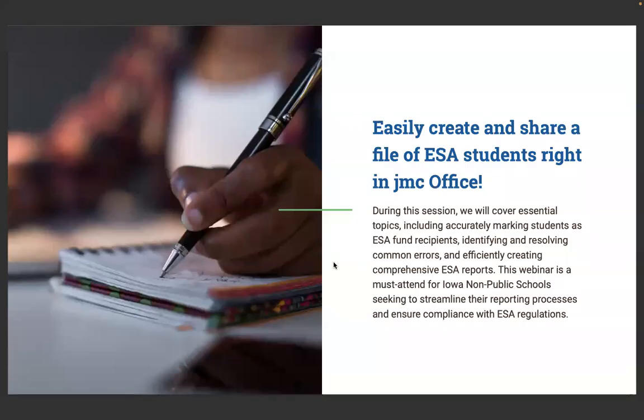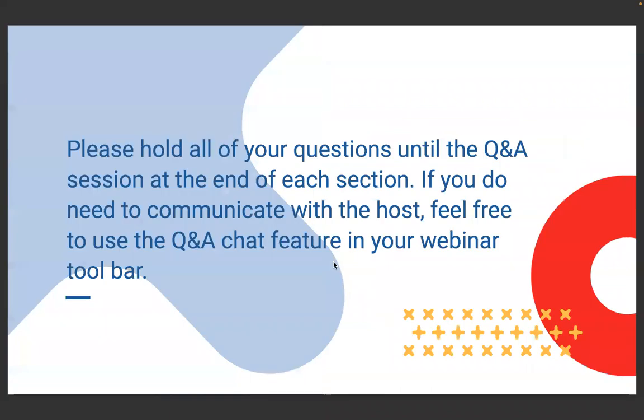During this session, we will cover essential topics, including accurately marking students as ESA fund recipients, identifying and resolving common errors, and efficiently creating comprehensive ESA reports. This webinar is a must-attend for Iowa non-public schools that are seeking to streamline their reporting process and ensure compliance with ESA regulations. Like I mentioned before, we're going to take a high-level look at many of the elements that go into what the state is asking for, and then we'll show you specifically how to do some of these things in JMC.